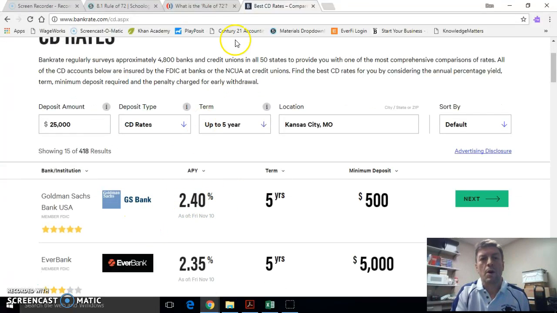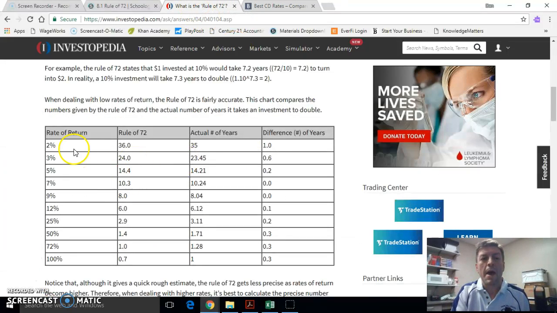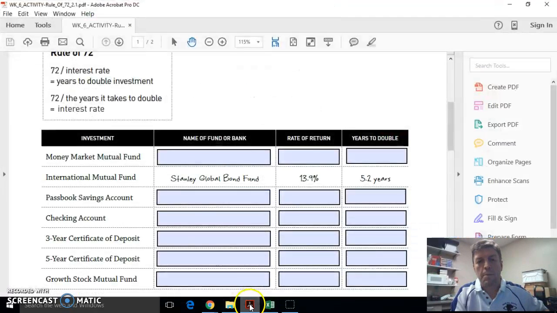Again, this is somewhere around 2%. It doesn't look to me like you're going to get 3. And if you do the math on that, you divide 72 by your 2%, and you know that if you buy that CD and keep rolling it over for 36 years, you will double your initial investment.